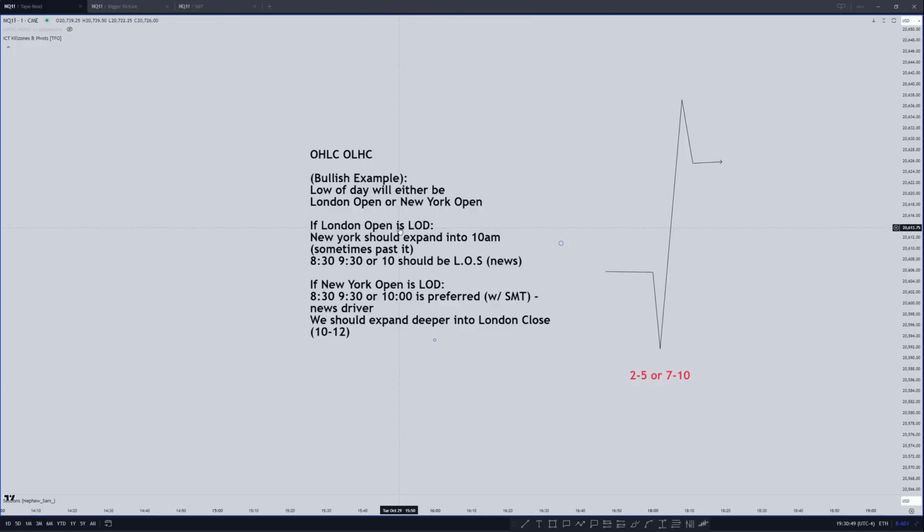If London open is the low of the day, meaning right at midnight we dropped and created a low with SMT, and we had a market structure shift out of it, then going into New York open, we should see expansion either at 8:30, at 9:30, or 10 o'clock form the low of the session, and then right into 10 a.m., sometimes past it. Very, very simple when you put it like this, right? All right, let's get into the examples.